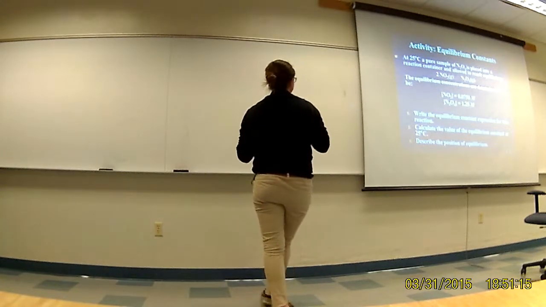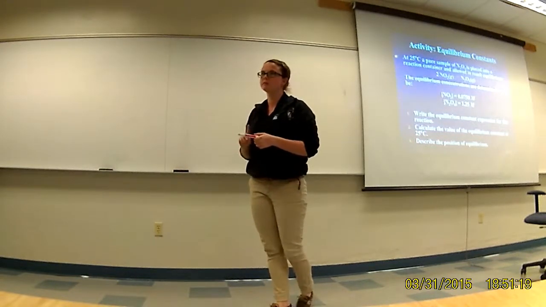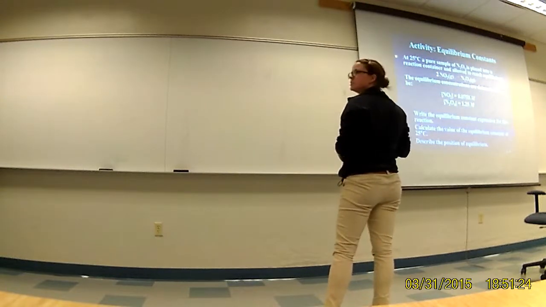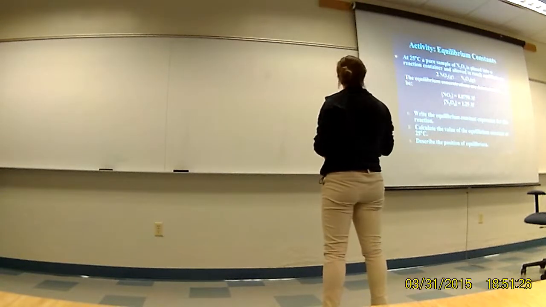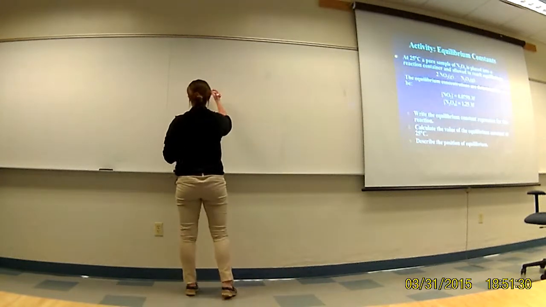So, do you want me to do the letters first, or can I just plug in the numbers if I'm doing the first one? If it asks for the equilibrium constant expression, they just want the letters, right? It's the letters with the numbers for the exponents. Okay.